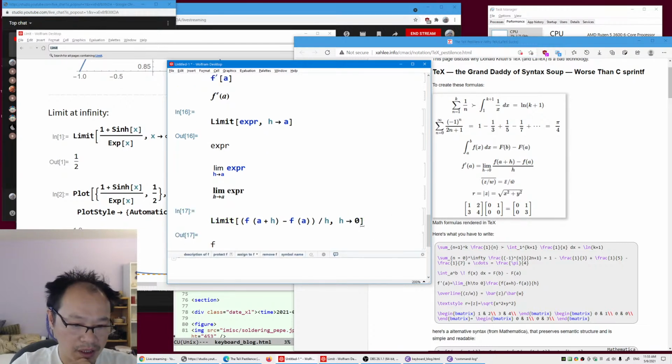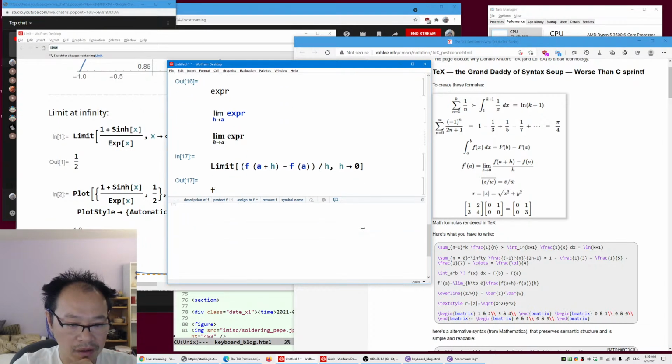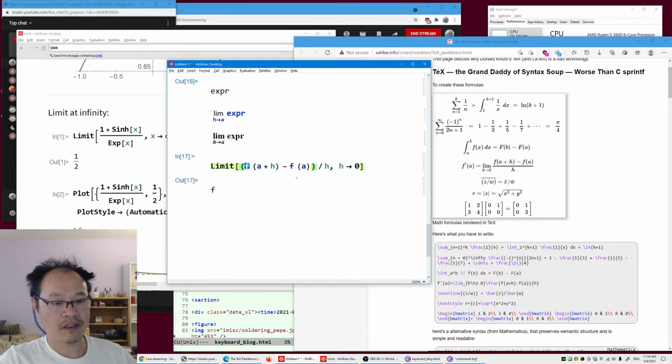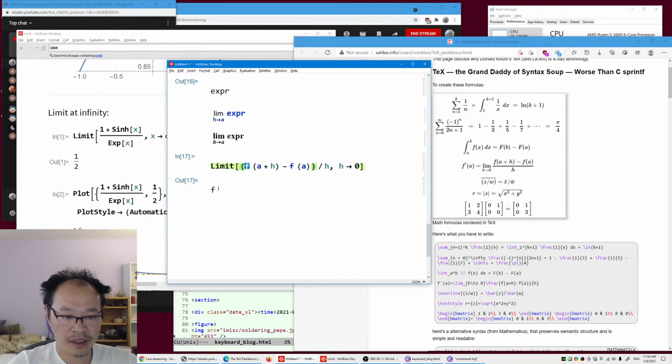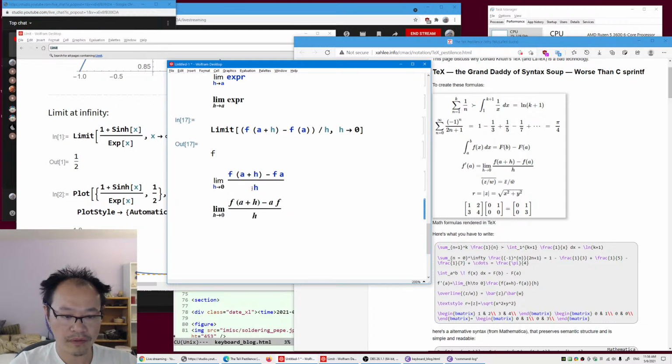Evaluate. Wait, I don't understand. I mean, this has to do with math. Why does it evaluate to f prime? Yeah, this is making some assumptions about the function f, because if f is not a well-behaved function, it doesn't become f prime. But anyway, here's the expression in standard form and in traditional form.